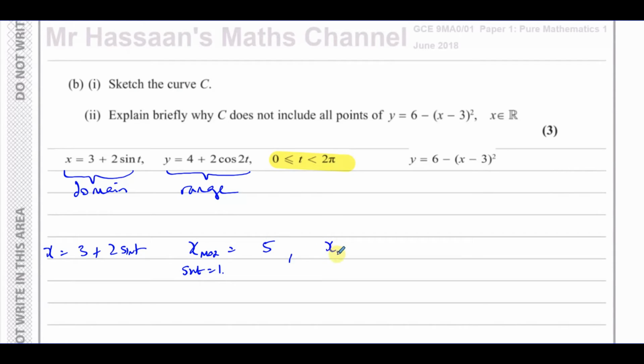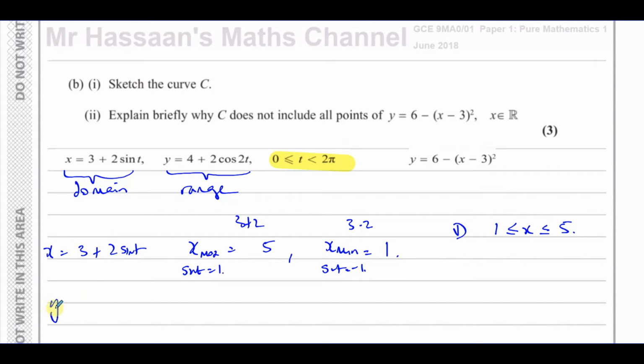And we can say x minimum is going to be when sine t is equal to minus 1, because the maximum this can be is 1, and the minimum that this can be is minus 1. Okay, the value of sine t, especially in this range here, right? So we can see x minimum is going to be 3 minus 2, which is 1. Okay, so 3 plus 2 and 3 minus 2. So we can say the domain of our function is going to be between 1 and 5. X values between 1 and 5. That's the domain of our Cartesian equation. Okay, so that's the domain.